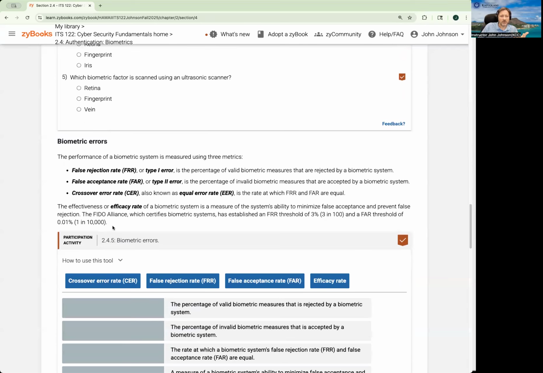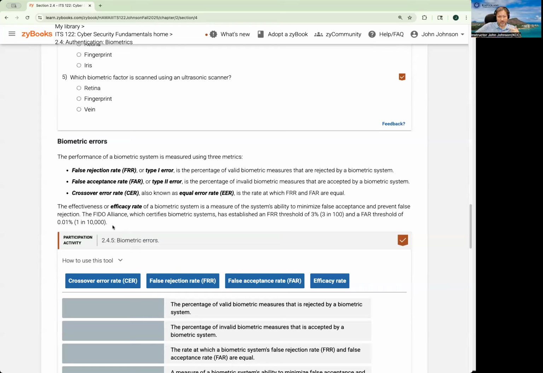Now, biometric errors, as I mentioned before, different methods of biometric analysis or authentication have different rates of success. So the things you have to worry about is your false rejection rate, or what they call an FRR or type 1 error. Then you've got the false acceptance rate, which is FAR or type 2 error. Then you've got the crossover error rate, the CER. That's known as your equal error rate. That's when you've got both your FRR and your FAR equal.